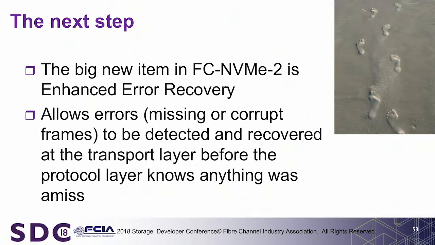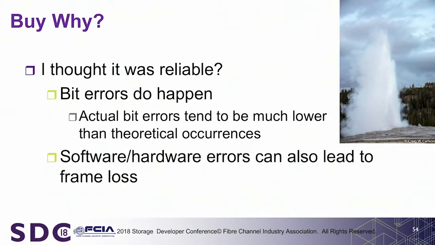So FC-NVMe 2. As I mentioned, its focus is on enhanced error recovery. Our goal is to allow errors to be detected at the transport layer before the protocol layer knows anything has gone wrong. So why are we doing this? You might say, well, this is a reliable network. Why would you need additional error recovery? Well, stuff happens. Bit errors do happen.